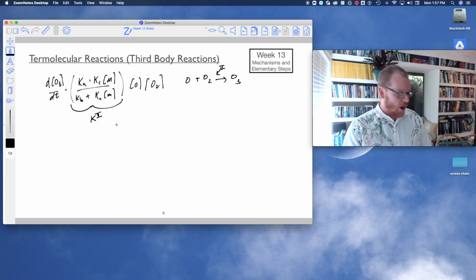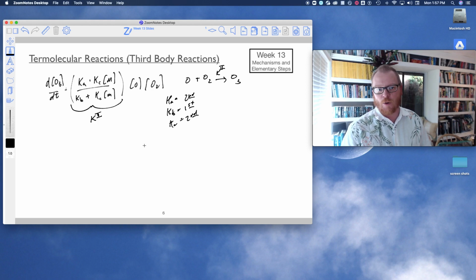And I'll remind you that Ka is second order, Kb is first order, and Kc is second order. So it's a little bit more difficult to cancel things out and see how it all shakes out. However, we recognize that because it's first order in O2, all of this stuff has to be a second order rate constant.